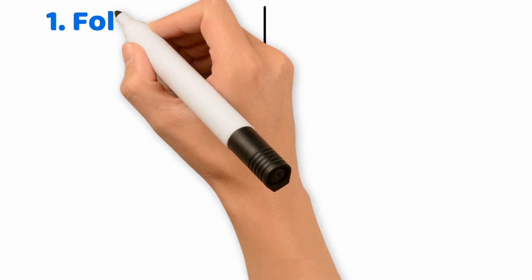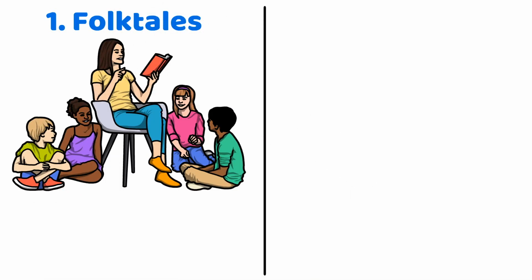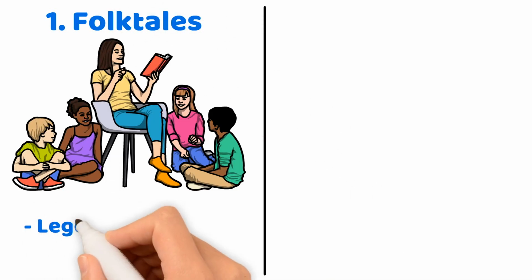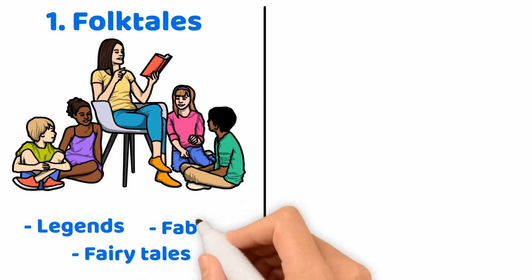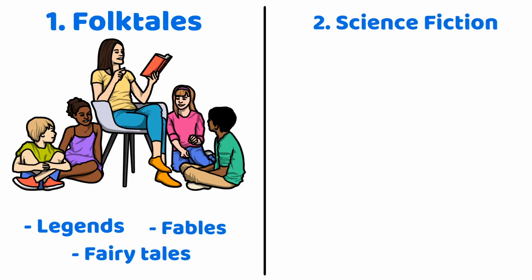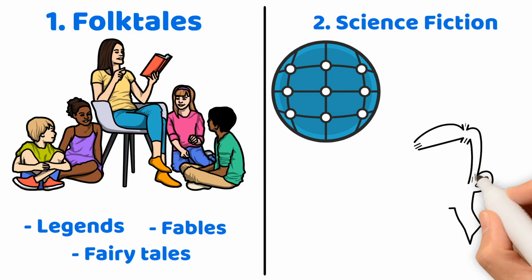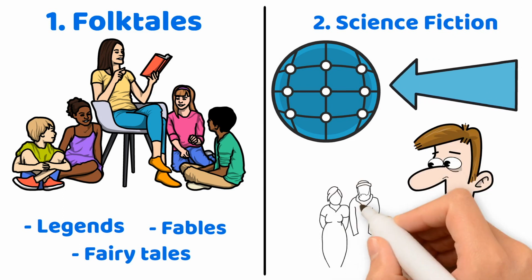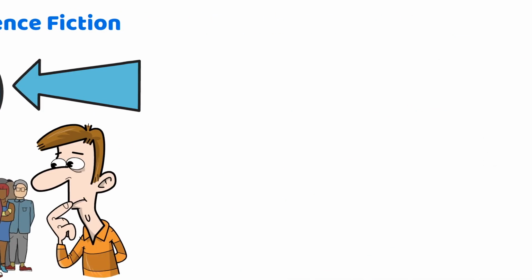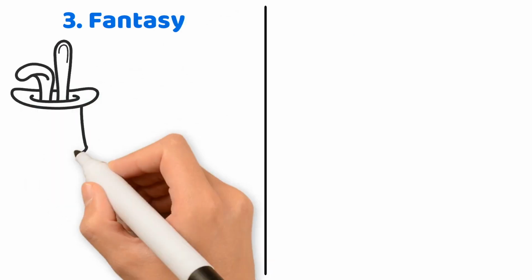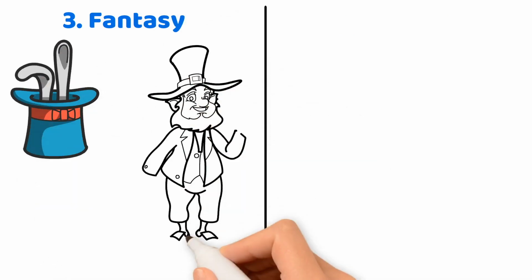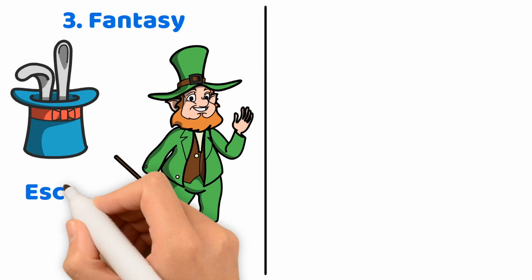1. Folktales. These are stories passed down through generations, often orally. They typically involve legends, fairy tales, and fables. 2. Science fiction. This genre explores futuristic, imaginative, or technological advances and their impact on society. 3. Fantasy. Involving magical elements and otherworldly settings, fantasy genres allow for immense creativity and escape.